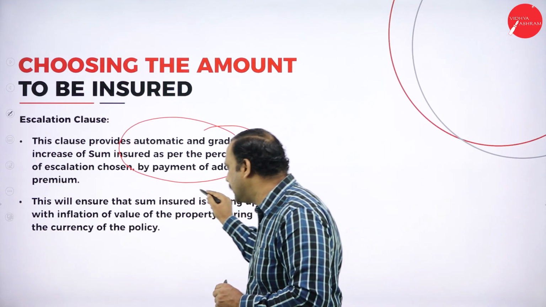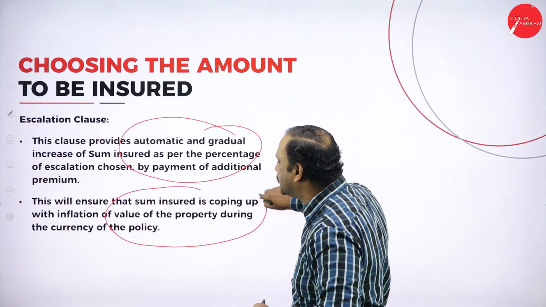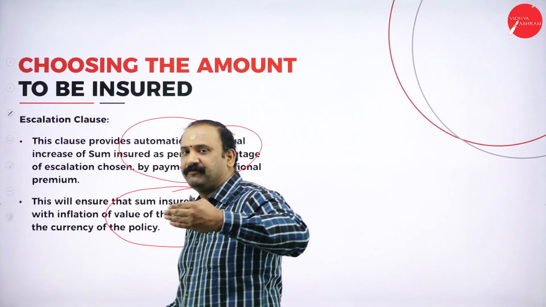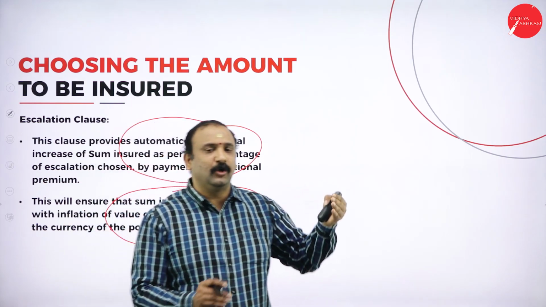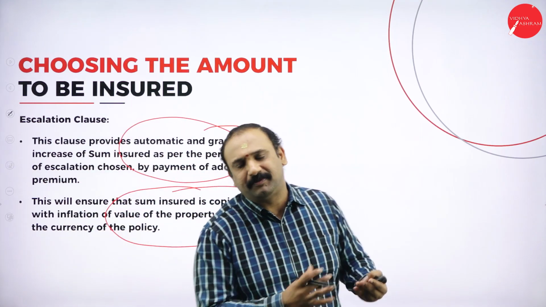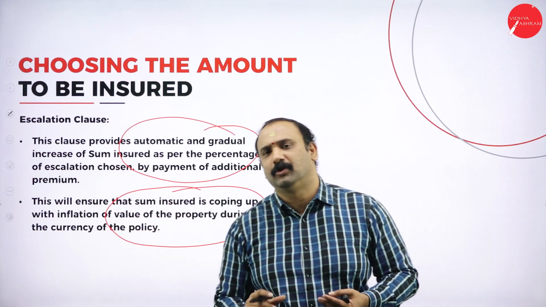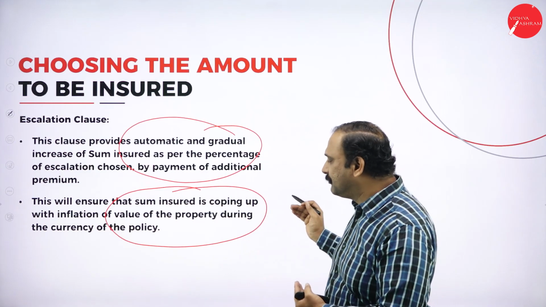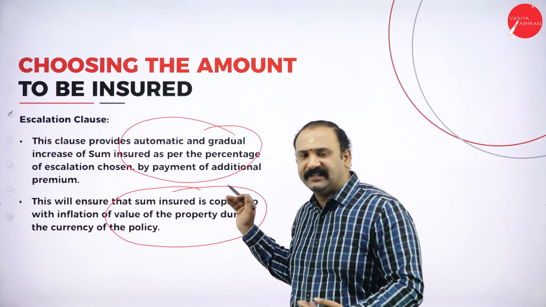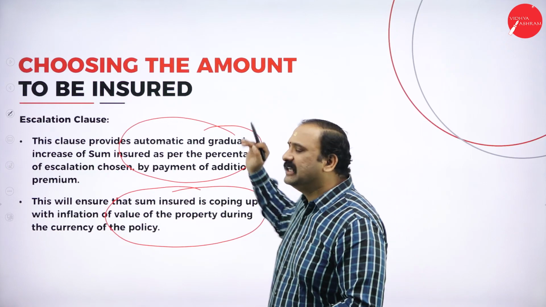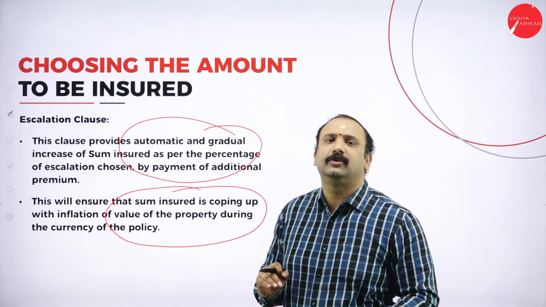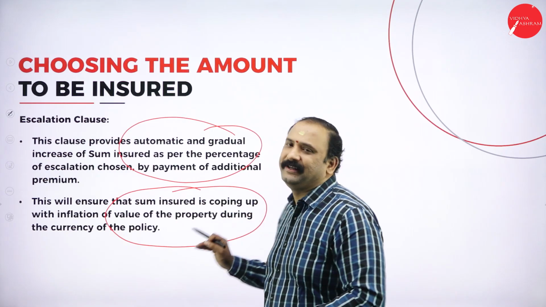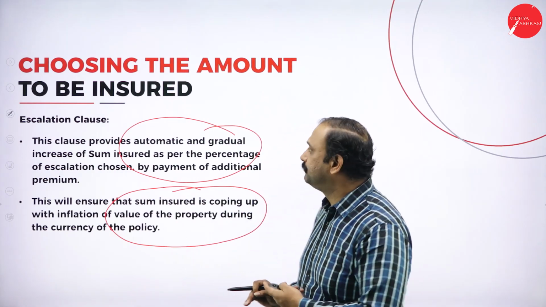This will ensure that the sum insured is coping up with the inflation value of the property and the currency. So if you have bought a flat some years back, but now the value of the flat would have definitely changed because of the inflation, because of the economic growth. So if you just want to top up with some extra value, that value will be taken against the current stand altogether, and with that, the amount insured will be also taken into account. So in case there's going to be some damage, some changes, all that will be taken into account altogether.